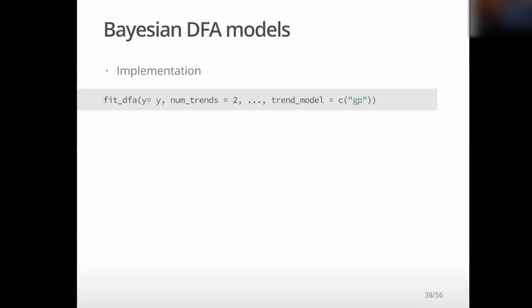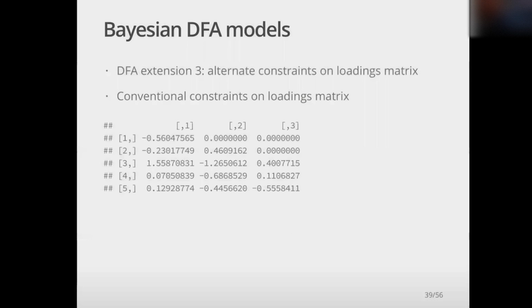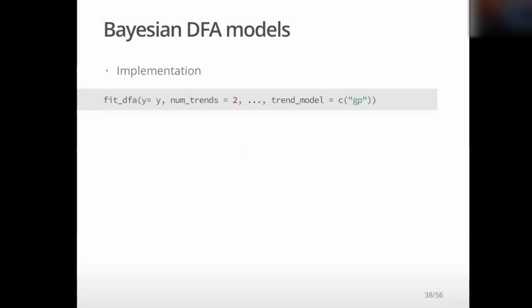Okay, so to actually implement this with the code we put together, there's an argument for the trend model. It defaults to the conventional DFA or autoregressive model, and you can just change this to a GP, which stands for Gaussian process. It's very easy to estimate that and compare that to our conventional models. I'm not going to get into that here, but we can play with that in lab if folks are interested.